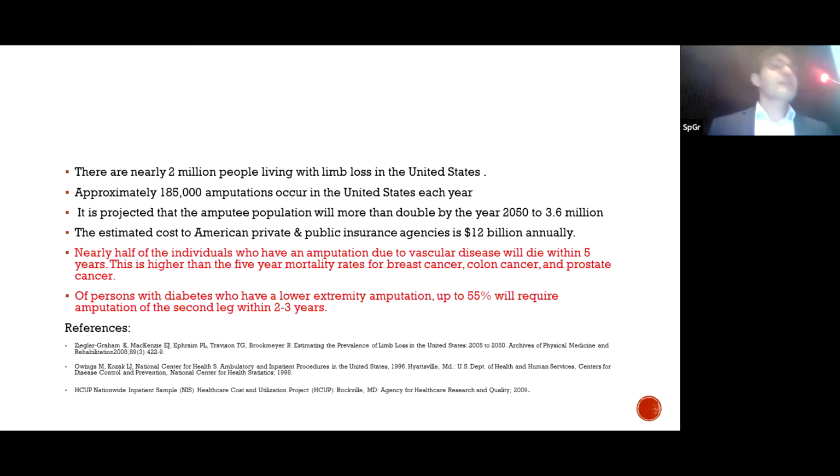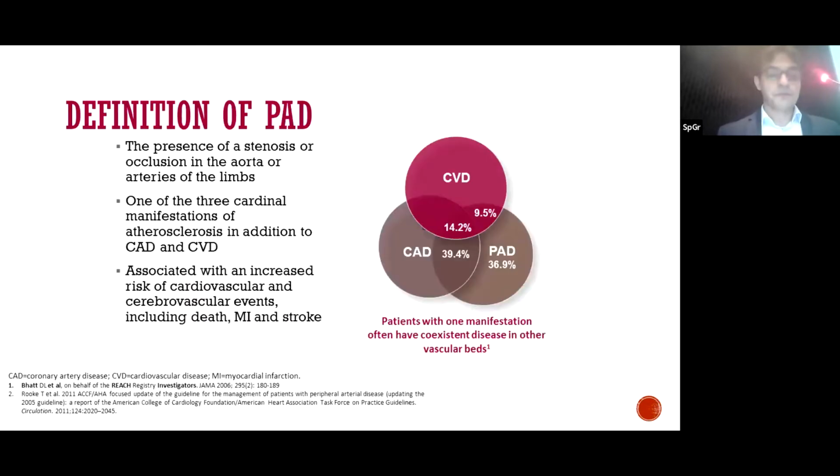So it's a fairly common disease, but the thing that is very disturbing is that nearly half of the individuals who have an amputation due to vascular disease will die within 5 years. And this is higher than the 5-year mortality rate of breast cancer, colon cancer, and prostate cancer. Again, we don't talk about it very often, but the mortality is abysmal in these patients. And of persons with diabetes who have a lower extremity amputation of one leg, up to 55% of them will require amputation of the second leg within the next 2 to 3 years.